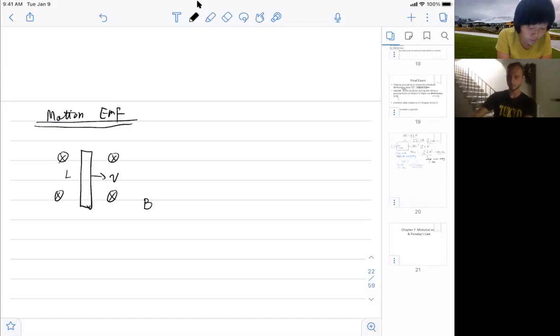Inside this metal bar, there are all these charges, right? And we know that if you have a charge Q moving inside a magnetic field with some velocity, then there will be a force acting on the Q. Do you still remember how to calculate this force? The force is Q v cross B. Cross B. Very good.